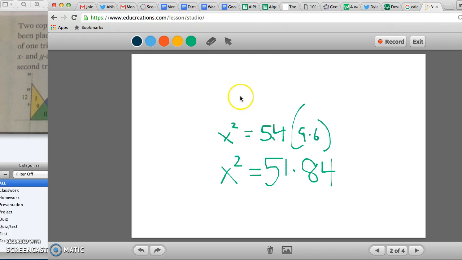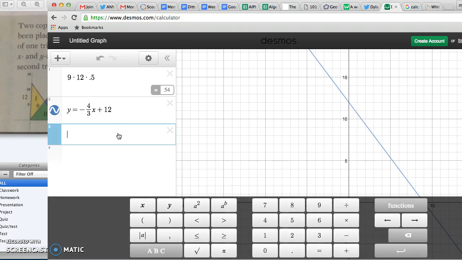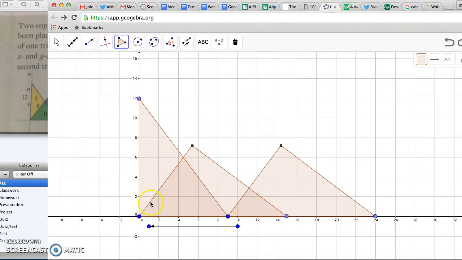Solving that proportion out, cross multiplying, you get x squared equals 5.4 times 9.6, so x squared equals 51.84. Plug that in and find the square root of 51.84, and it's 7.2, so that's where I got 7.2 here for this height. That tells me that if this is 5.4 and this is 7.2, then this point right here must be (5.4, 7.2).